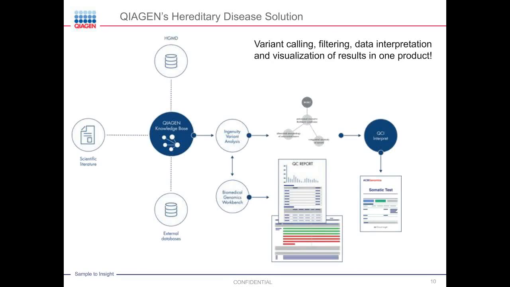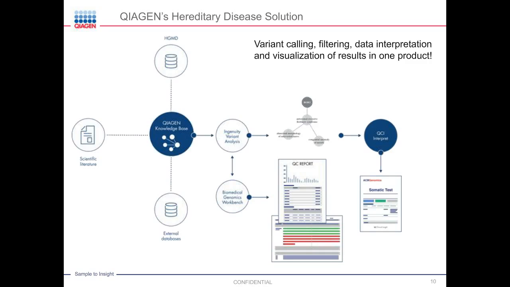QIAGEN is bringing to the table here its own hereditary disease solution, which is built out of 3 components. These 3 components can be used independently, but if you use them together, they work like one product. And that is Biomedical Genomics Workbench and Biomedical Genomics Server Solution. Both are software you install locally behind your firewall, and then they can identify variants, and they upload the files then to Ingenuity Variant Analysis, where they get interpreted and filtered by using this very huge knowledge base that QIAGEN has.